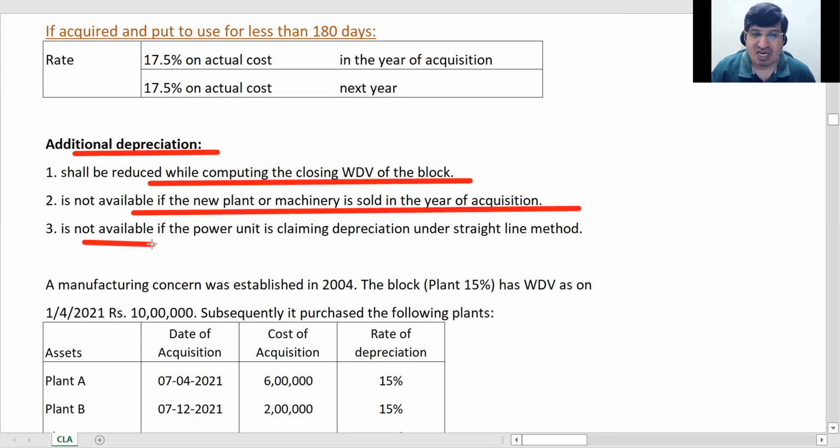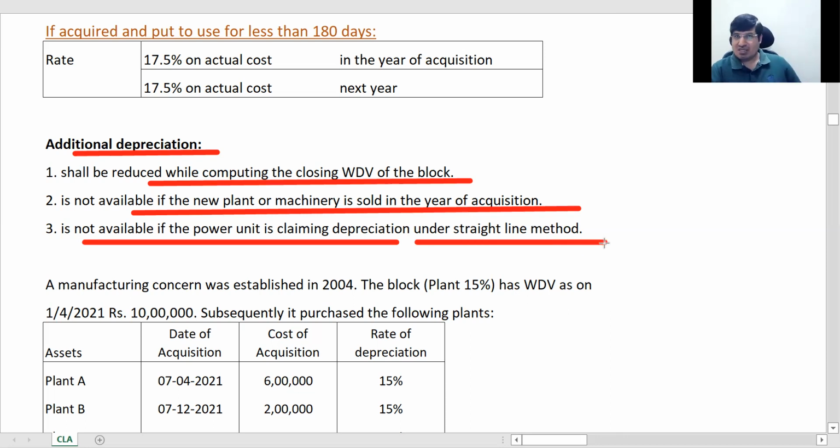Remember this, it is not available if power unit is claiming depreciation under straight line method. So power units will be our next topic. We'll be talking about it I think tomorrow most probably. So power units can claim depreciation either under straight line method or written down value method. They have the option. If it is claiming under straight line method, then they will not get additional depreciation. If it is claiming under written down value method, then they can claim depreciation.